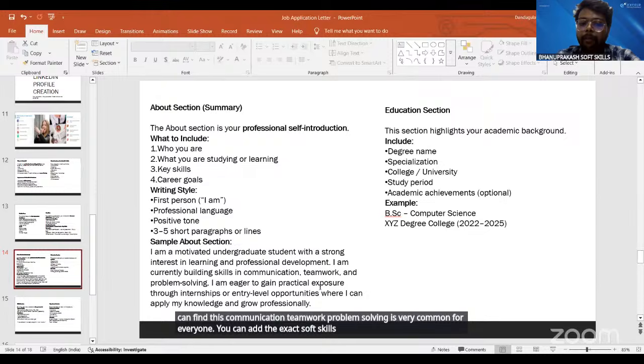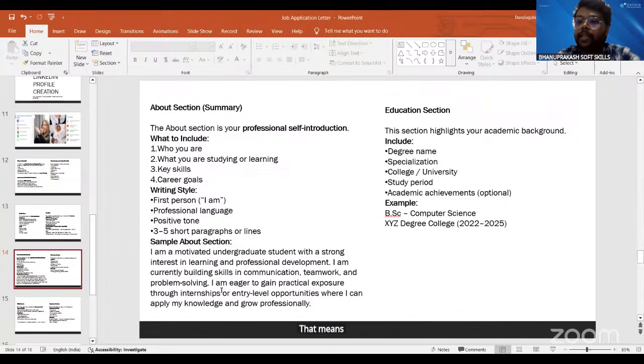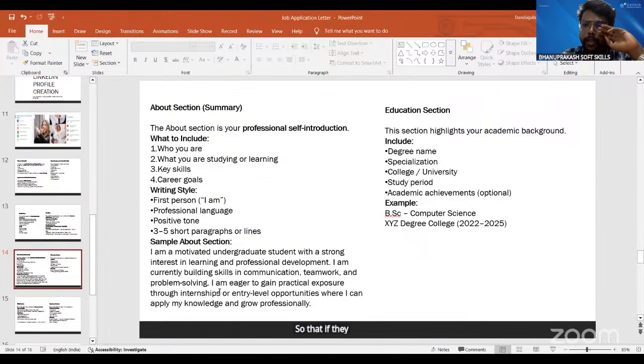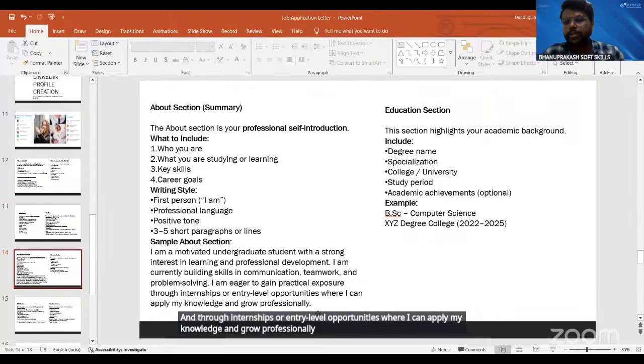I am eager to gain practical exposure through internships. That means you are letting others, those who visit your profile, understand what you are looking for. You are looking for an internship, so that if they have any opportunity, then they will message you and contact you. And through internships or entry level opportunities where I can apply my knowledge and grow professionally. These kinds of lines you need to use in the about section.